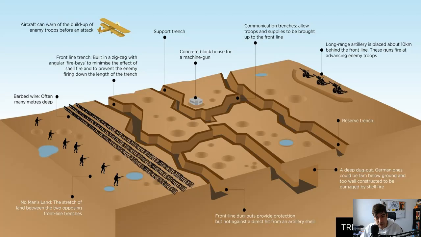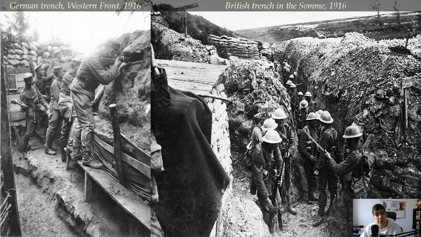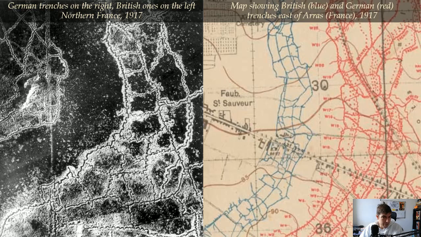Here you have examples of German trenches and British trenches, and they fire from these holes in the trenches, or just by climbing up them. And as you can see, they built a lot of trenches. And look at this map and this plan and this aerial photograph, and this is the area between both trenches, no man's land, la tierra de nadie.